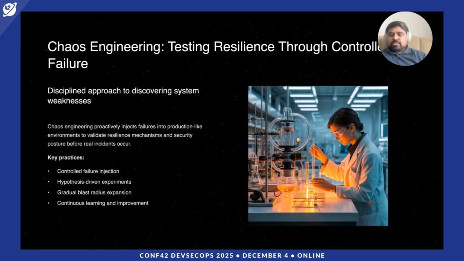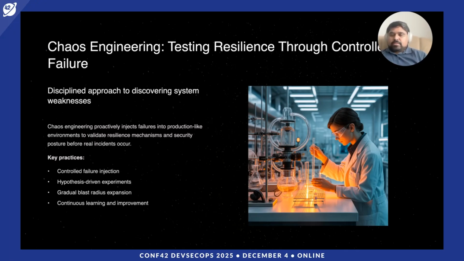The definition: chaos engineering proactively injects failures into production-like environments to validate resilience mechanisms and security posture before real incidents occur. Example, instead of discovering your disaster recovery doesn't work during an actual disaster, test it intentionally.